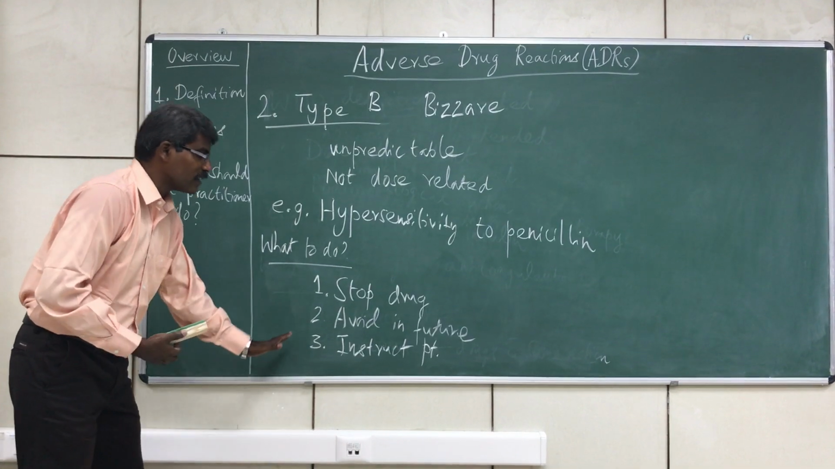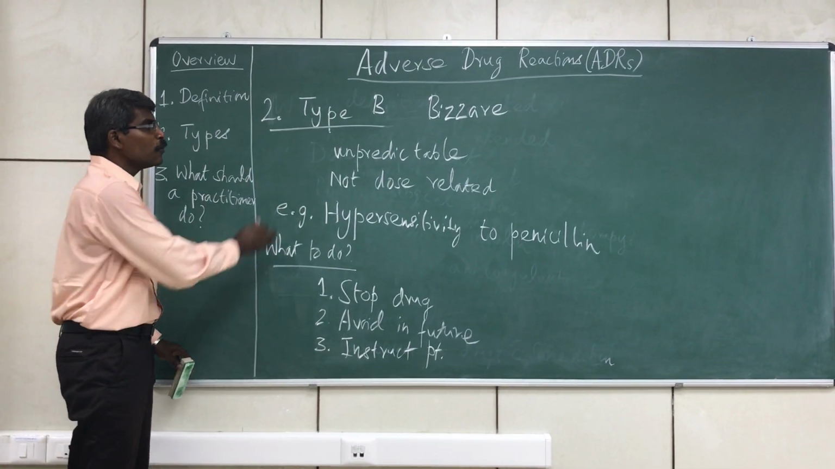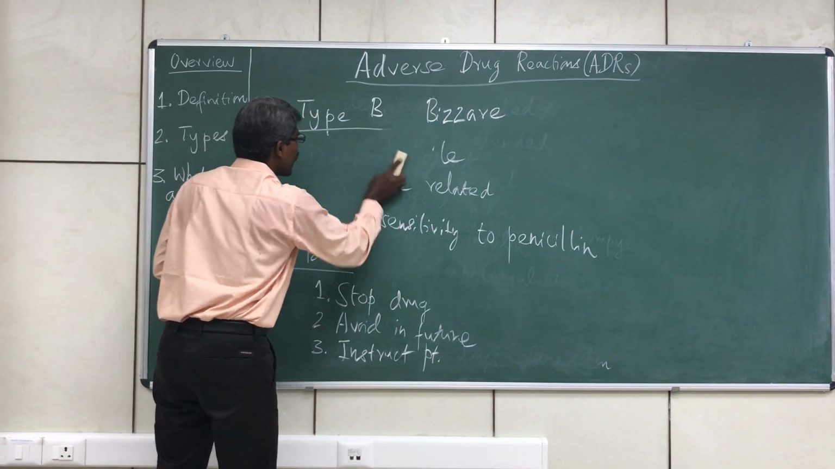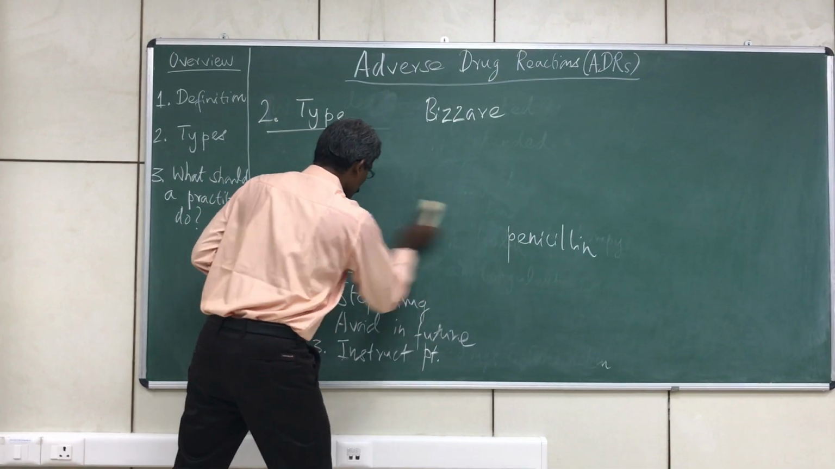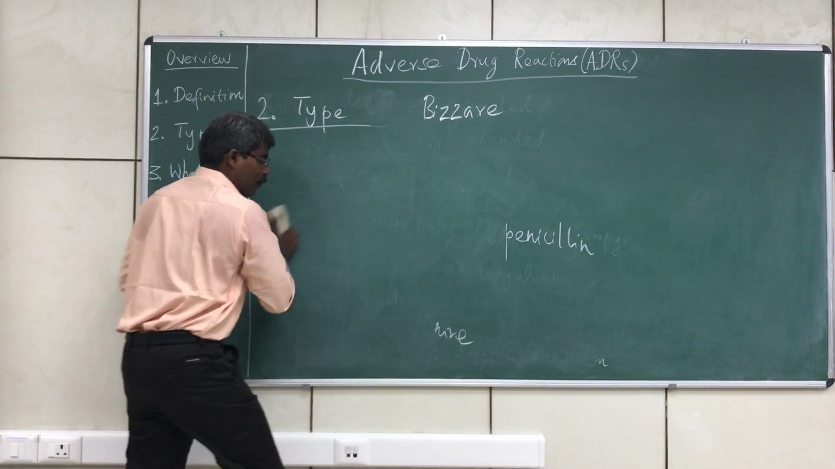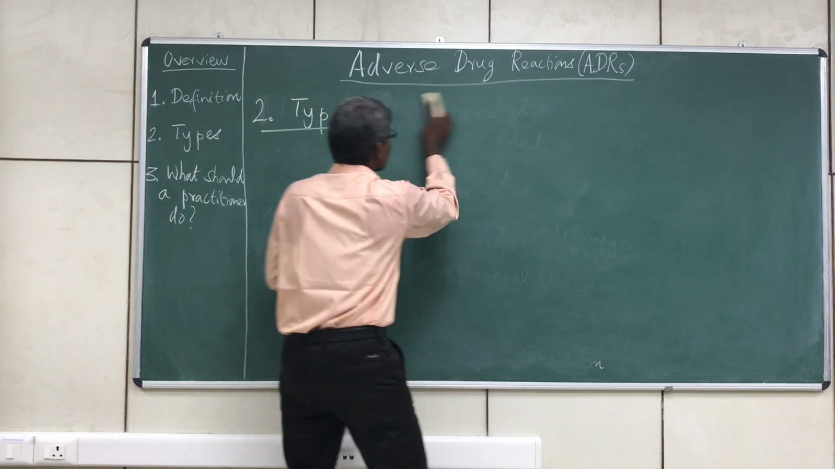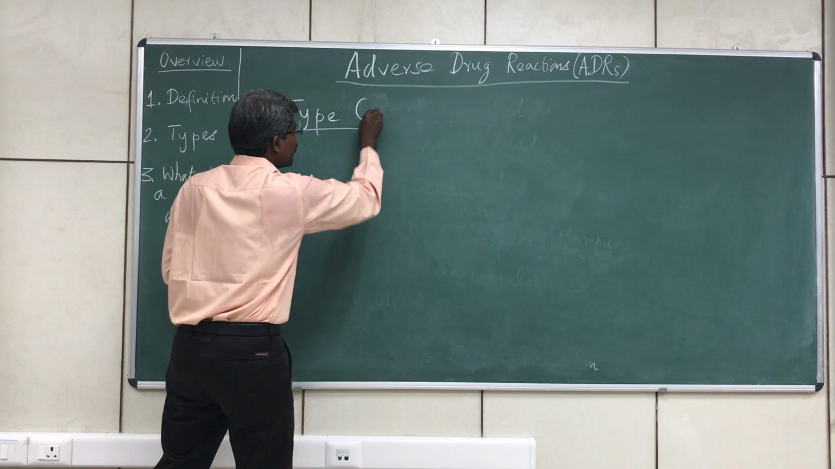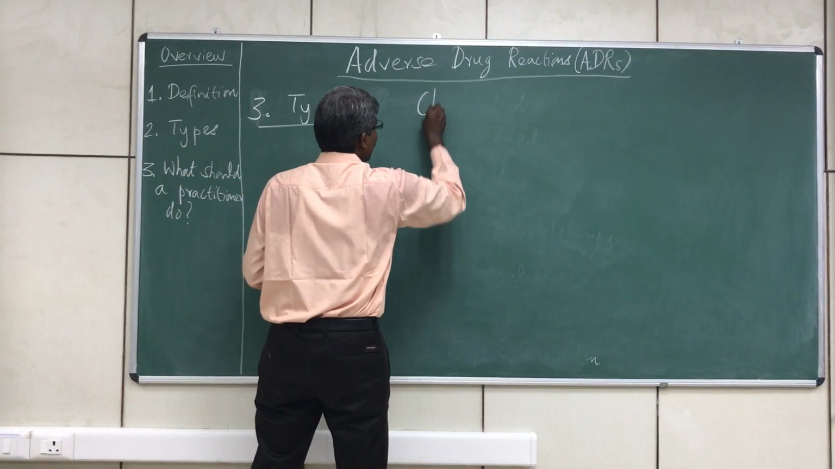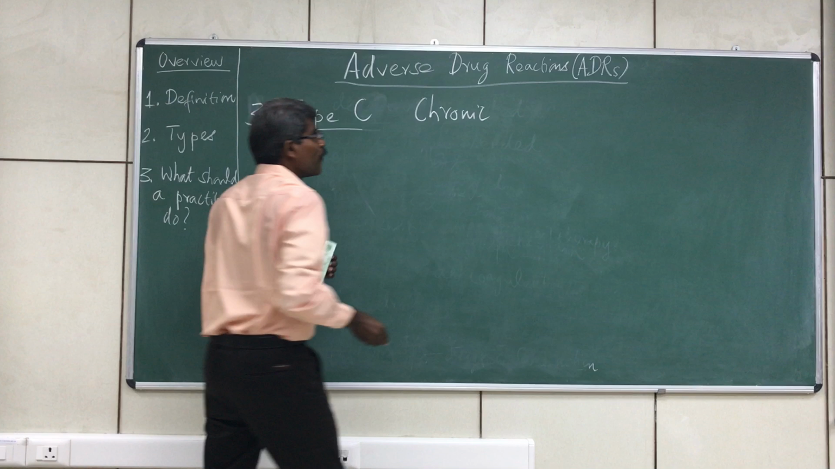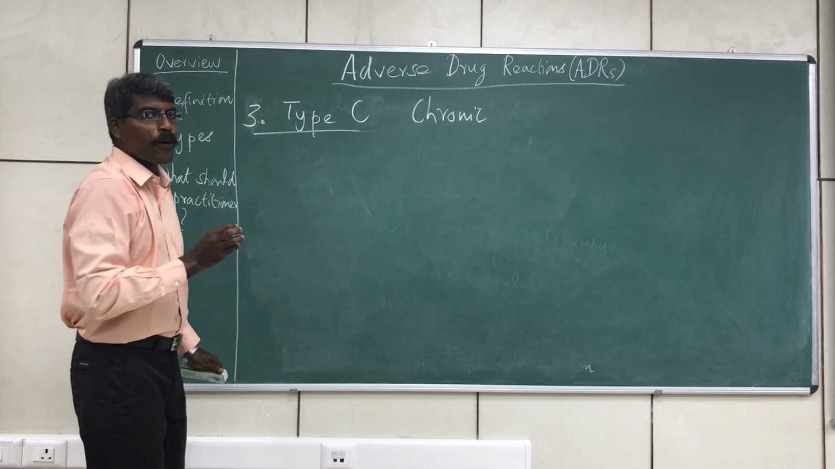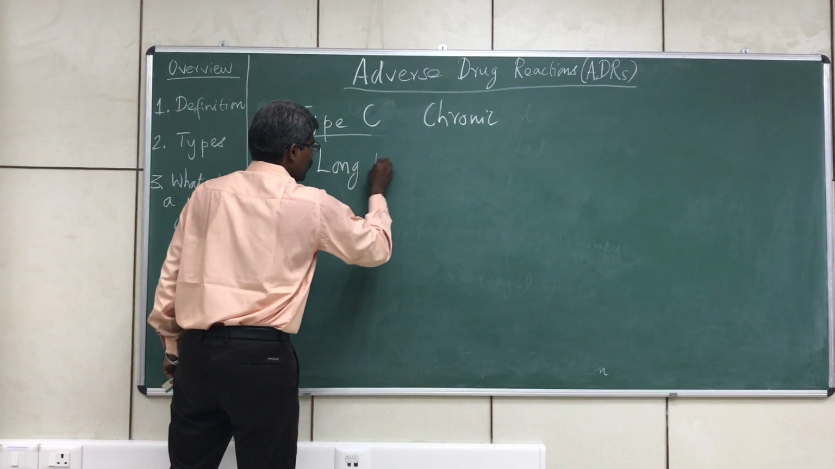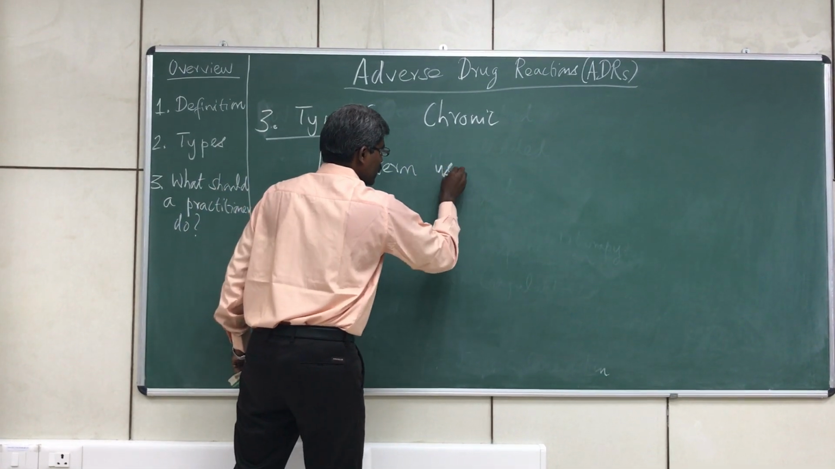So these are the three important things which a clinician should do when they encounter type B reactions. Now let's see the third type of reaction. Again, it very logically goes as type C reactions. Any guess what C stands for? Yes, C for chronic. Again, the name is very self-explanatory. These types of adverse drug reactions take place with long-term use of the drug. Only on long-term use of the drug do they take place.